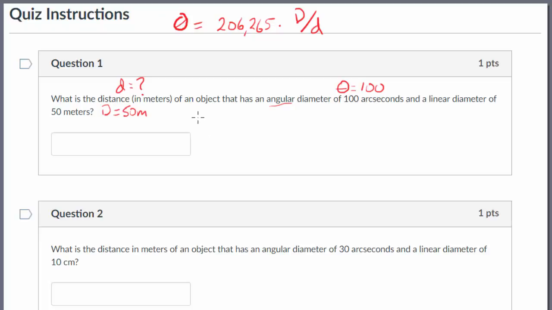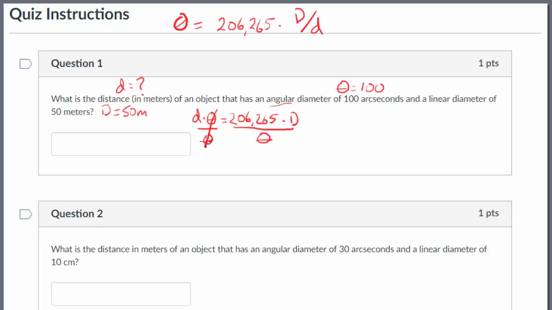So I'll write this out. I would multiply both sides. I'd end up with the distance times theta equals 206,265 times diameter. Okay, and now I need to see that canceled out the distance on the right hand side. Now I need to get distance by itself, so I'll divide both sides by theta. Divide both sides by theta. Right, and that canceled it out here. And I end up with distance by itself.